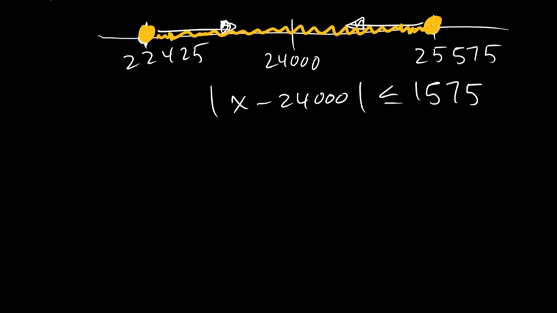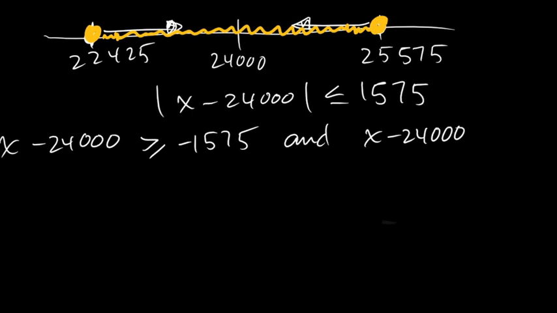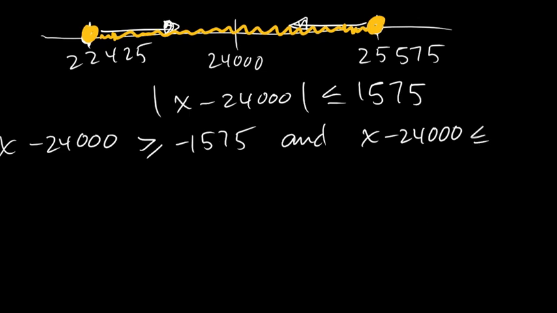The difference has to be less than those upper and lower bounds. When I solve this absolute value inequality, I've got the lower end to think about. So here's the $24,000. I know that I'm the lower end because now I'm saying that that difference has to be more than or equal to negative 1,575. And then on the other end of that, if I consider the upper bound, the difference has to be less than or equal to 1,575.